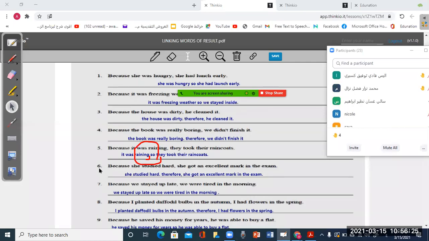Because she studied hard, she got an excellent mark in the exam. Okay. She studied hard, therefore she got an excellent mark in the exam. And what's the problem? The capital letter only. Yes, the capital letter. Now the next one, Omar.